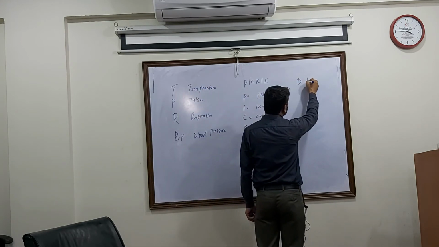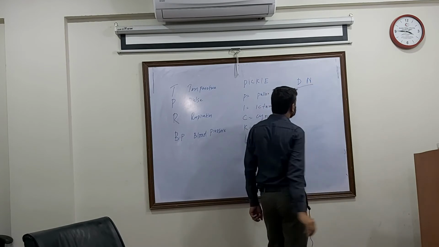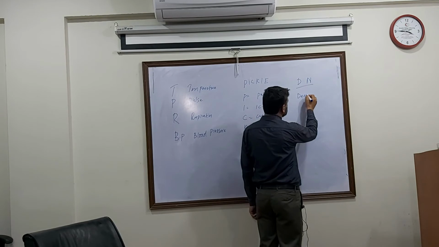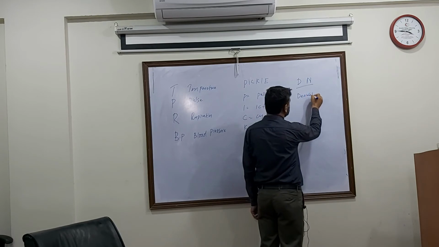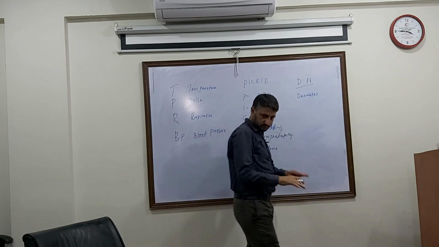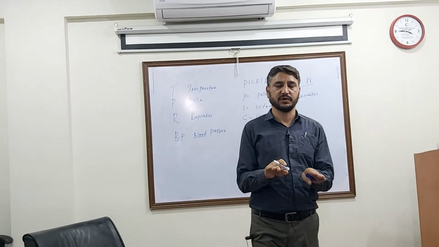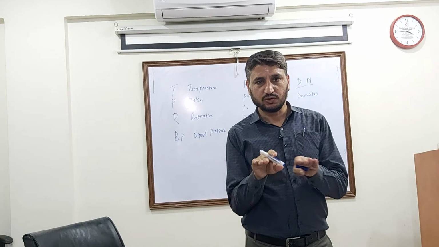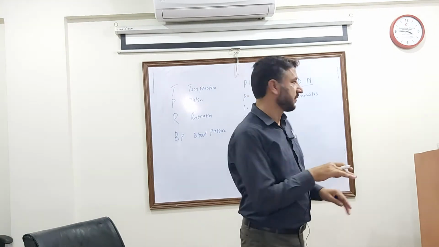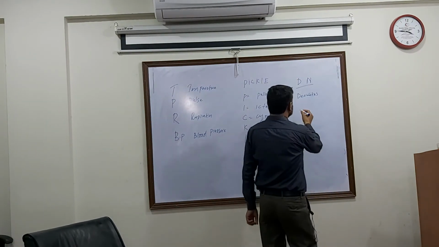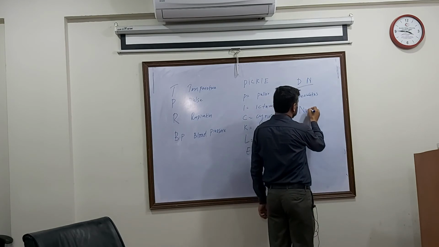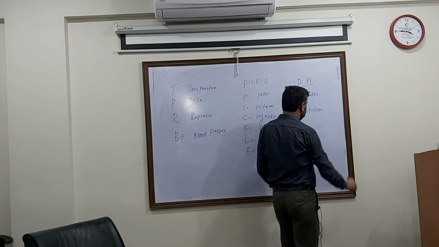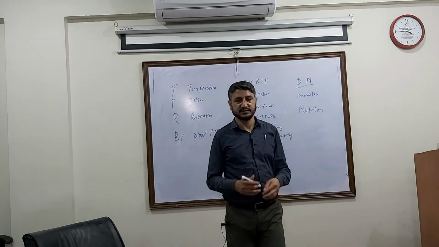The third one is DN. D stands for decubitus. In decubitus, we assess the patient's position, in which position the patient is lying. And N stands for nutrition. We also assess the nutritional status.